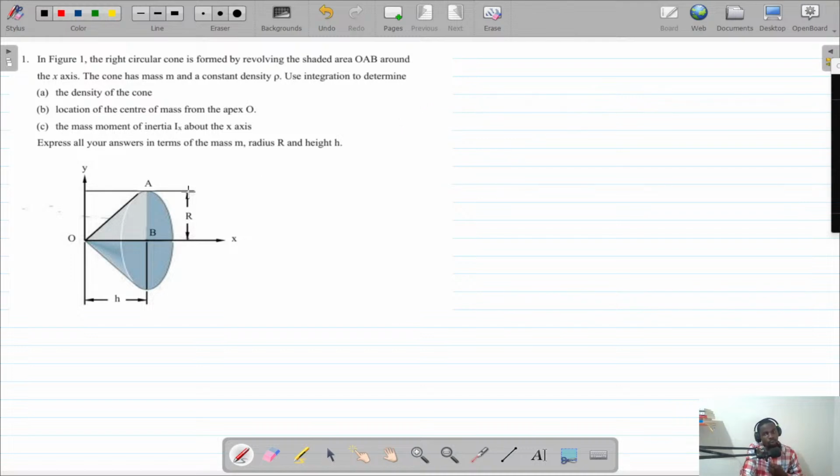First off, we want the density of the cone here, right? We want the center of mass, and we want the mass moment of inertia of this cone. So the first thing we're going to do is take an elemental mass, a very small mass, this cross section. If you take that part out, you're going to have something like this.